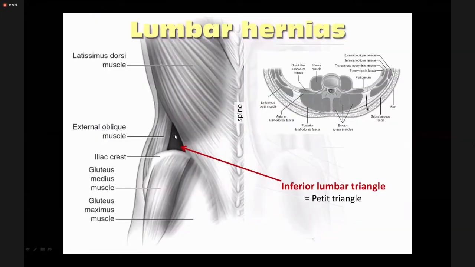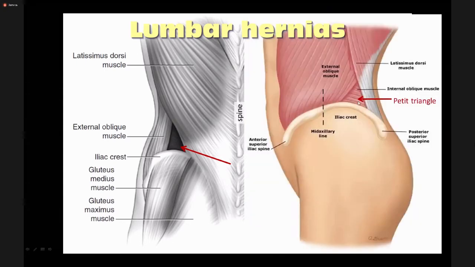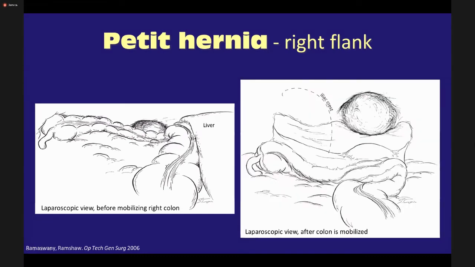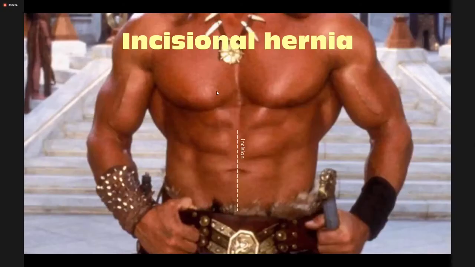The inferior triangle, the triangle of Petit, also has a bone structure here, the iliac crest, as a limitation. And as you see, the latissimus dorsi here. And on the side, it may look something like this. From the laparoscopic view, I found this drawing I think is nice. The patient is lying something like this. And here's the right colon, and here's the defect by mobilizing this and turning it down, just to see where it's close to the iliac crest. That's why I like that picture.